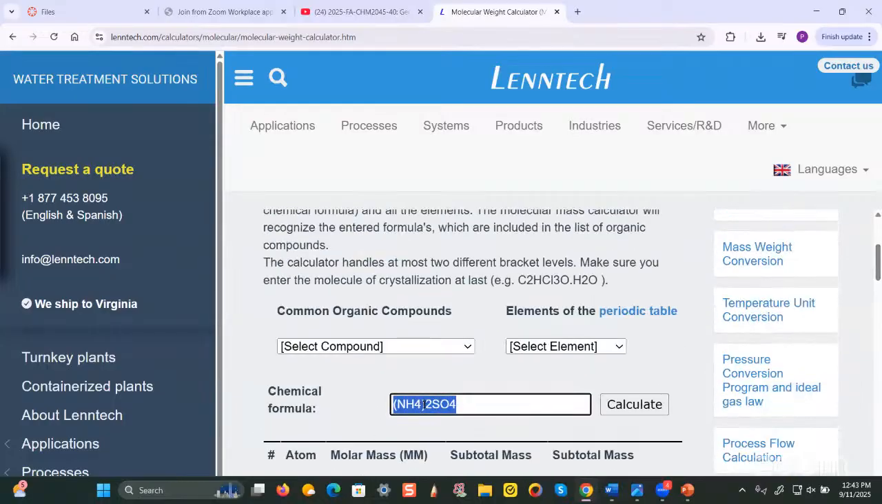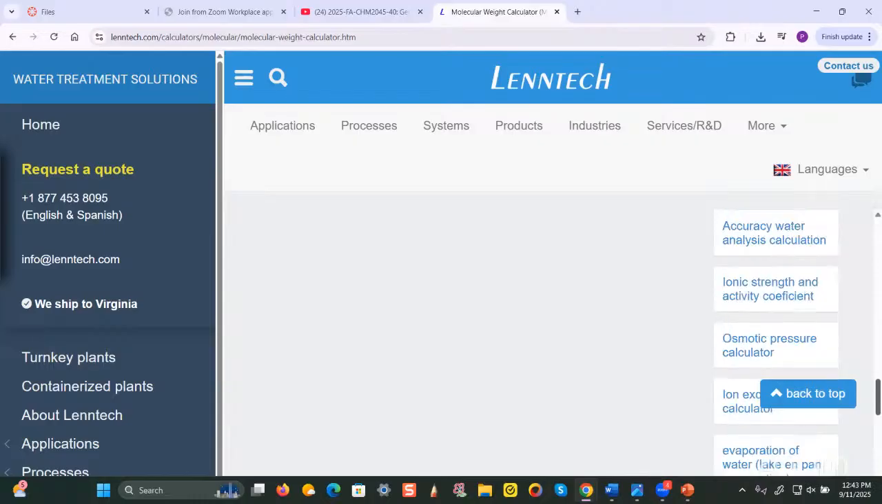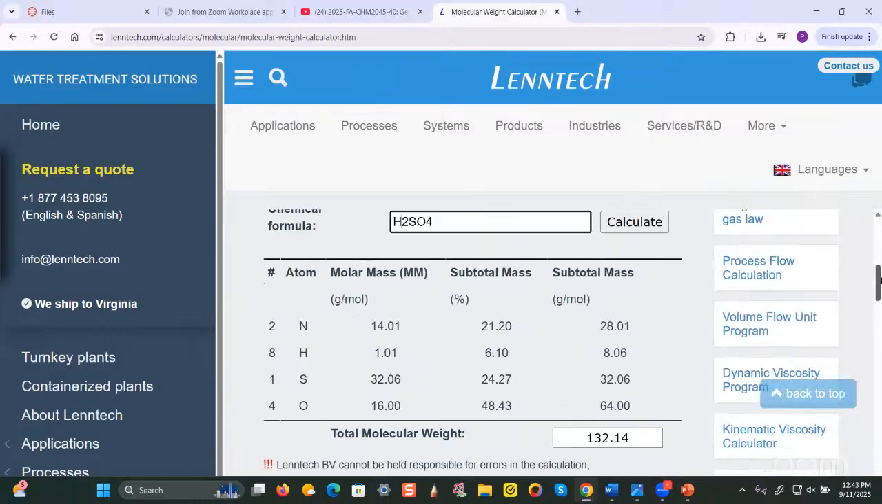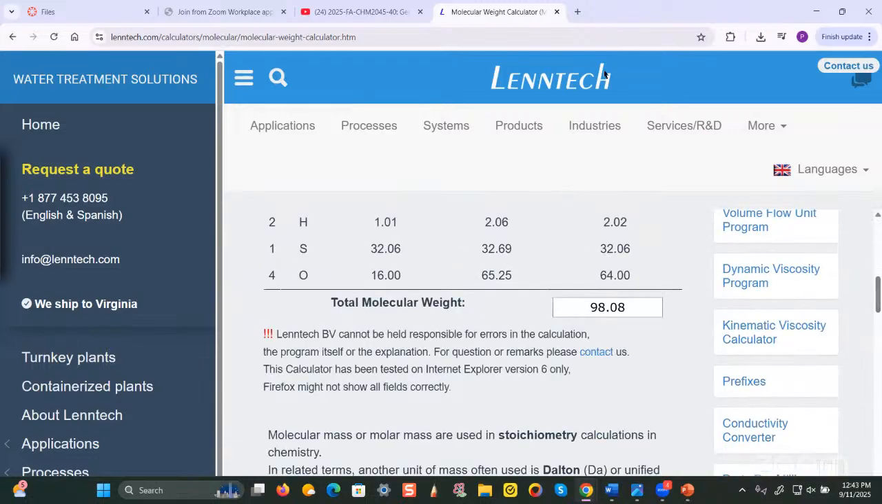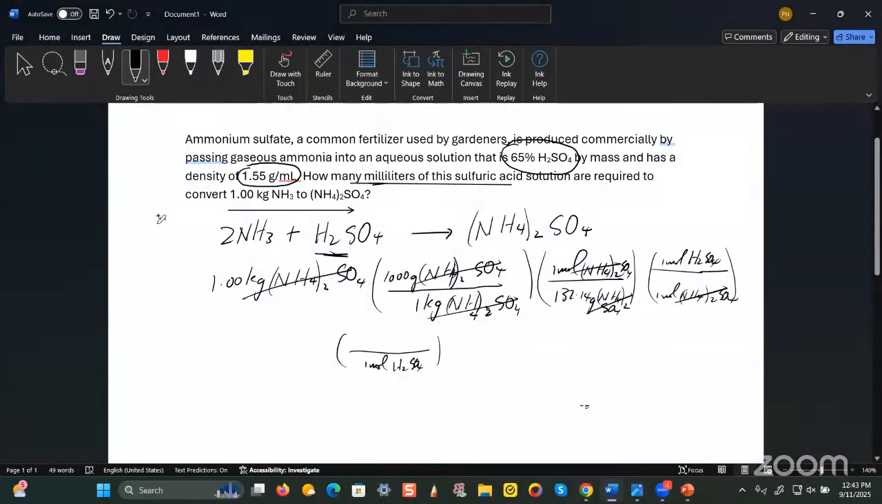So this time I'm going to put... calculate. All right. So for sulfuric acid, it's 98.08. So that will go here. Grams of sulfuric acid. So that this will cancel out with that. And then the next conversion factor now is to find the mass of the solution.